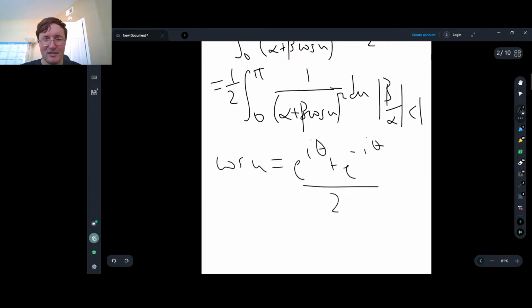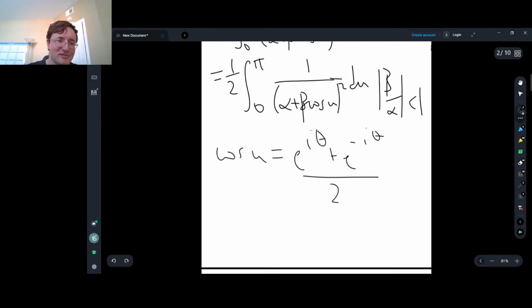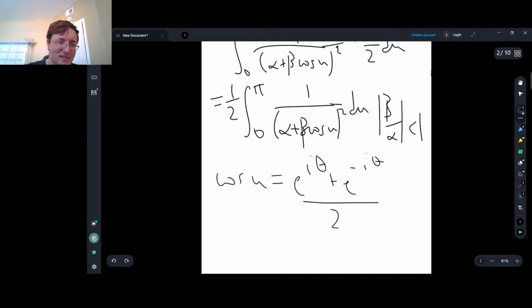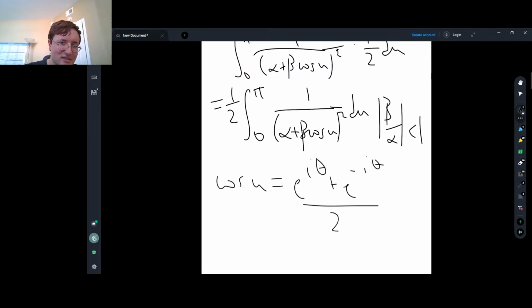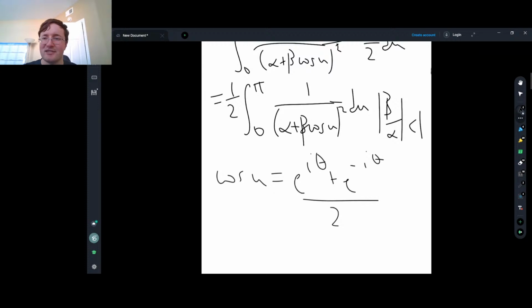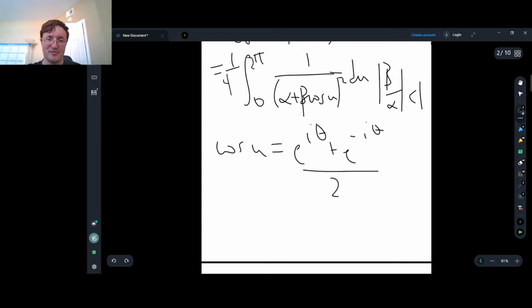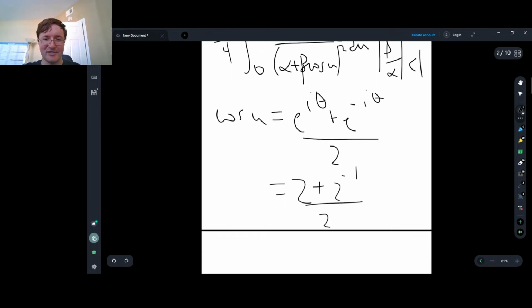And, oh shoot, this doesn't go all the way to 2 pi though. Oh wait, no, it's symmetric. Okay, so I can write this as 1/4 times the integral over the whole interval from 0 to 2 pi. And now I'm going to let z be e to the i theta, so it's z plus z inverse over 2. And now I'm going to get a contour integral.